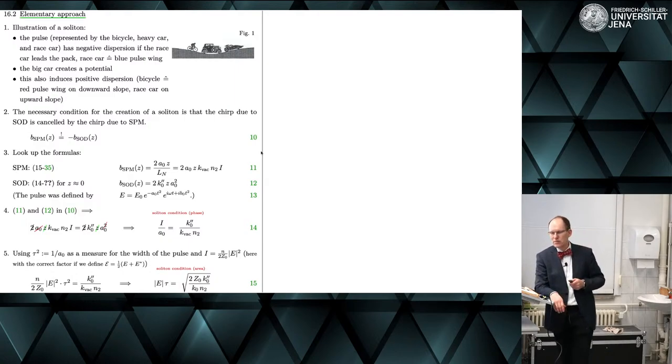Okay, so that was just a cartoon, but now let's get a little bit more quantitative. It should be clear from the last lecture that a necessary condition for the creation of a soliton is that the chirp due to second order dispersion, described by the dispersion length, and the chirp due to self-phase modulation have to cancel each other. Otherwise, it is not conceivable that you have a propagating disturbance that doesn't change its shape but propagates basically forever. So this is the condition: both chirps should be equal in magnitude, but of course opposite in sign.